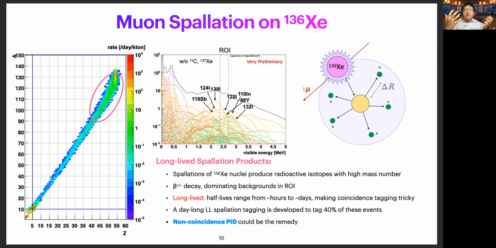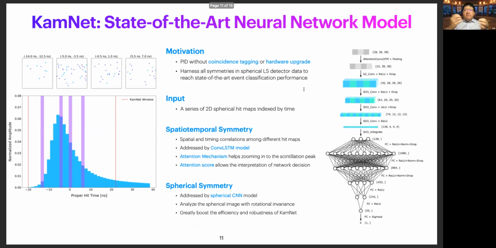So is it possible to perform non-coincidence particle identification or background suppression? The answer is yes, with the help of artificial intelligence. KamNet is a state-of-the-art neural network model we designed for KamLAND-Zen. Its motivation is to achieve particle identification without coincidence tagging or hardware upgrade. In order to achieve this very challenging goal, we have to harness all symmetries in a spherical liquid scintillator detector data to reach state-of-the-art event classification performance. The input to KamNet is a series of 2D spherical heat maps indexed by time. Here I show 4 heat maps at different time indices.